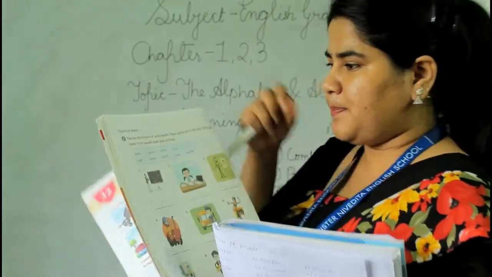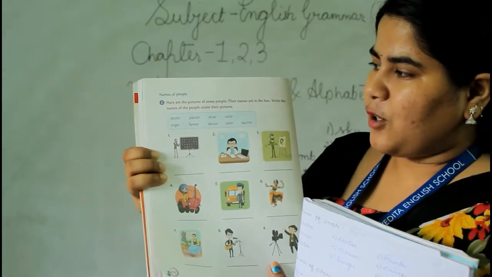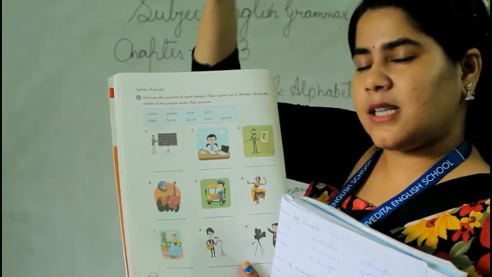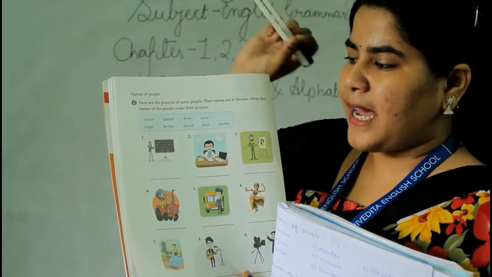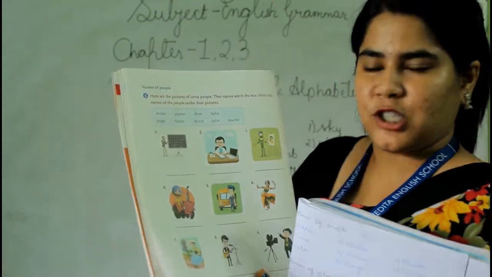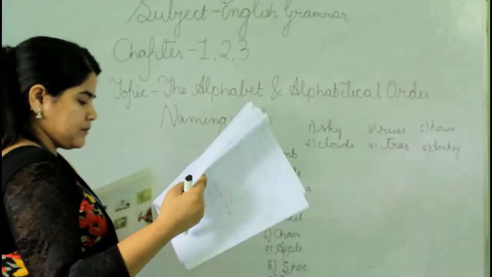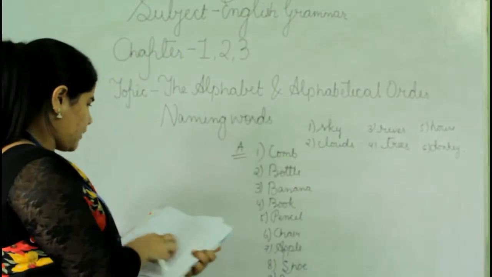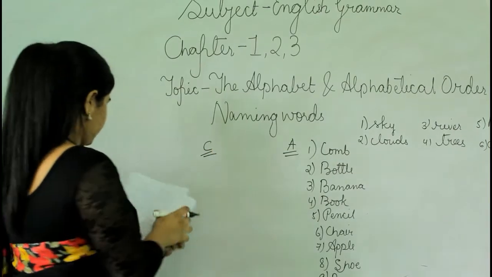And names of people, page number 16, names of people, okay? So it's the same thing. This is the name of the people, and we have to write the names following this picture, okay? So have a look at the board, everyone. Let's write, okay? This is number C, है ना?